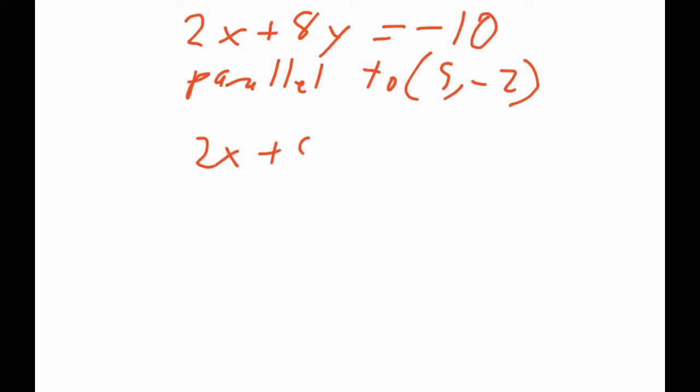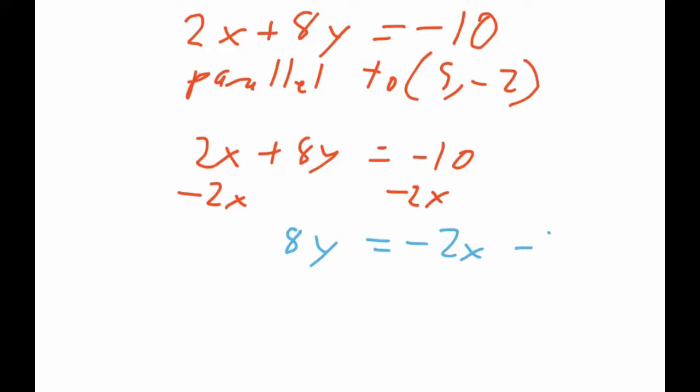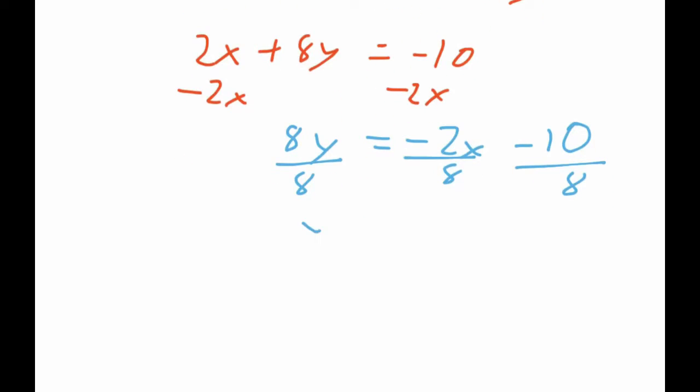So, first I need to find the slope. So I'm going to subtract 2x from both sides. And we get 8y equals negative 2x minus 10. And then I'm going to divide by 8. And I get y equals negative 1/4 x minus 5/4. But really, this part of my problem doesn't matter because we're going to find a brand new y-intercept.